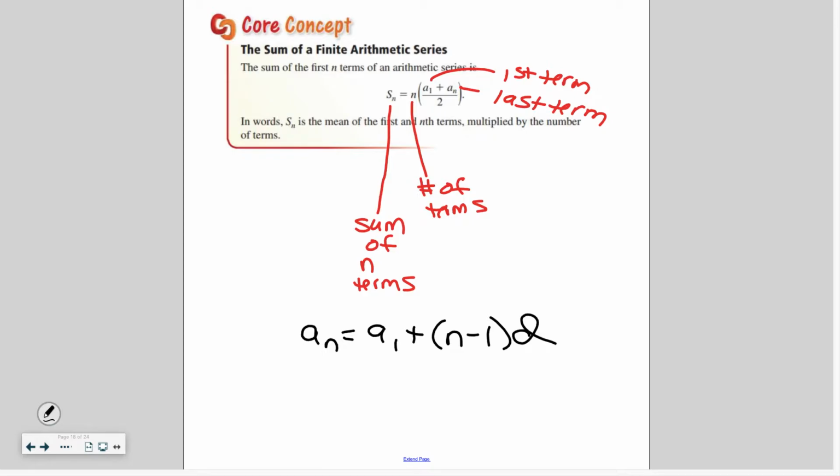So everybody have that down? We would just plug in the last term where n is, right? Like if we had A1 and d, to find an at the top, you would plug in everything, yeah. Okay.